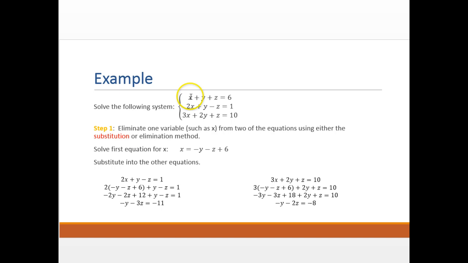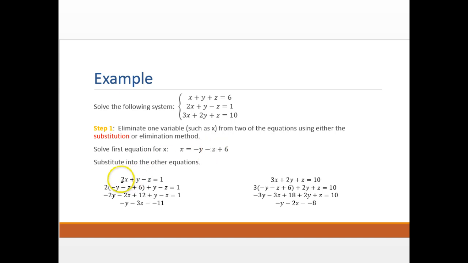Solve the following system. I have x plus y plus z equals 6. 2x plus y minus z is 1. 3x plus 2y plus z is 10. I want to eliminate one of the variables. I'm going to choose x to get rid of. I'm going to use the substitution method. I'm going to pick the top equation, and I know that x is negative y minus z plus 6.